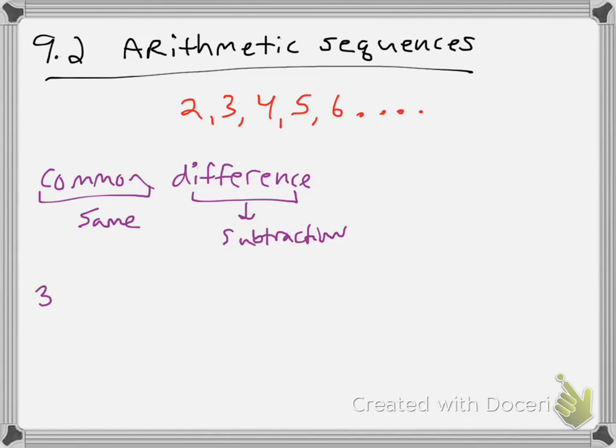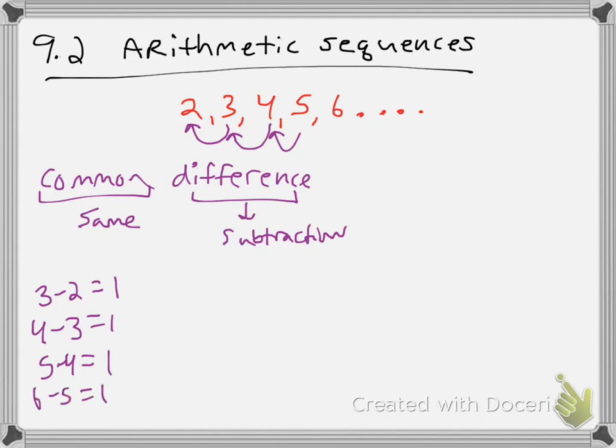So try that. 3 minus 2 equals 1. See, I took 3 and I subtracted 2. 4 minus 3 is 1. 5 minus 6 is 1. I'm sorry, 5 minus 6 is not 1. 5 minus 4 is 1. And then lastly, 6 minus 5 is 1. So all the terms in my sequence, when you subtract them, have a difference of 1. Our common difference is 1. It has a common difference. It's going up by 1 every time.